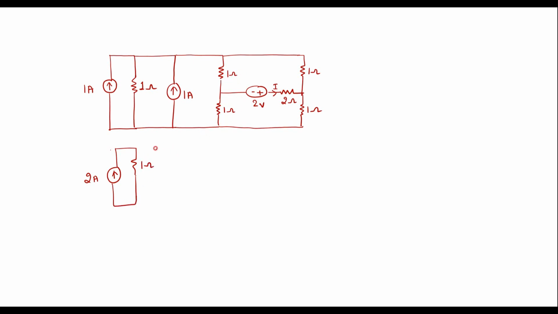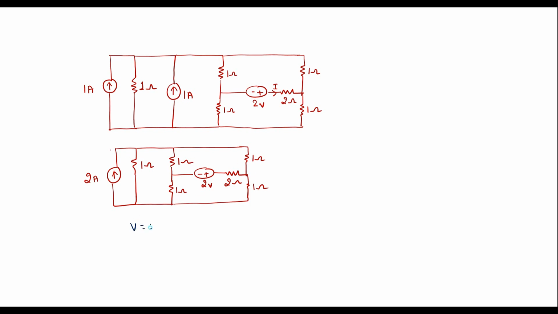Rest of the circuit I will draw as it is. So this is 1 ohm and here we have 1 ohm. This will be connected as it is. This is minus plus. We have 2 ohm. This is 2 volt and here we have 1 ohm resistor and here we have 1 ohm resistor. This is 1 ohm. So now I will convert this current source which is in parallel with a resistor into voltage source.